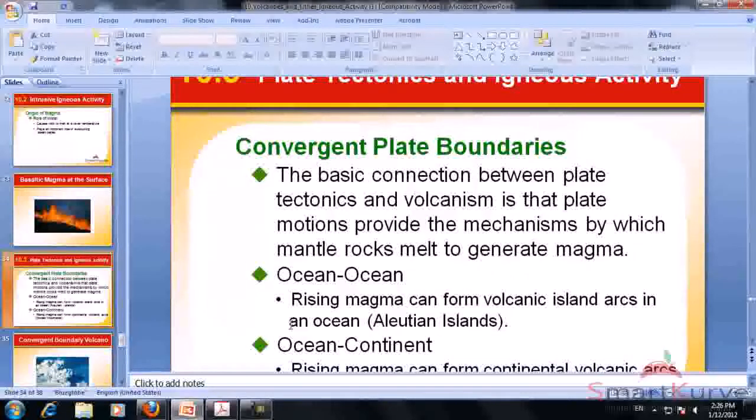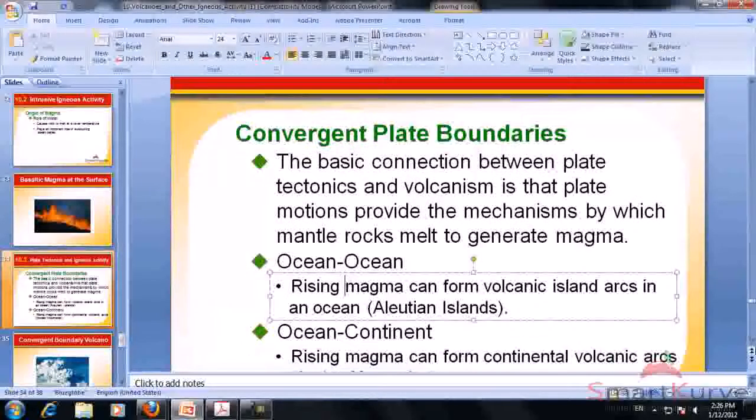Next, our convergent plate boundaries. We learned about this in our lesson on plate tectonics. This is where two plates are coming together, like where the Indian plate is smashing into the Asian plate, pushing up the Himalayan mountains, or where the Pacific plate is pushing into the South American plate to form the Andes Mountains. The basic connection between plate tectonics and volcanism is that plate motions provide the mechanisms by which mantle rocks melt and generate magma. Okay.